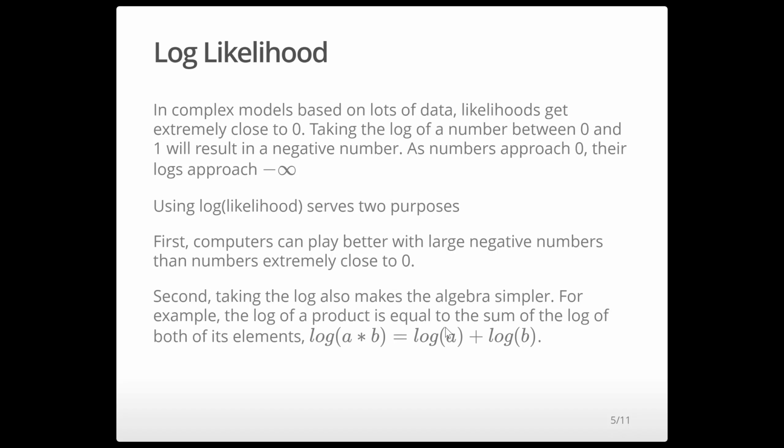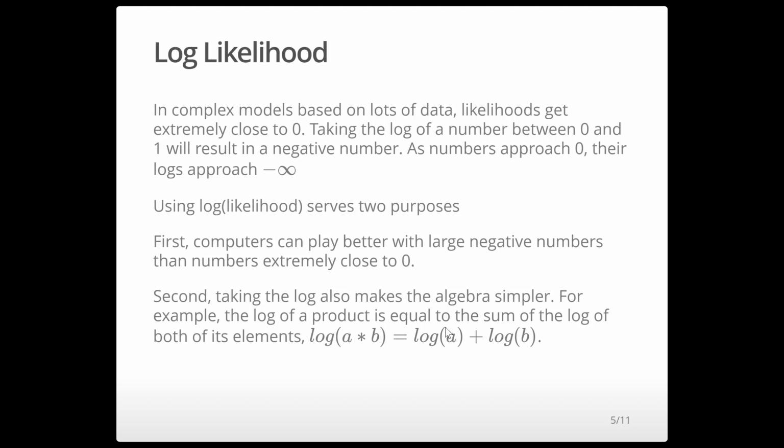In complex models based on lots of data, likelihoods get extremely close to zero. They get really, really small. And when you take the log of a number between 0 and 1, that results in a negative number. As numbers approach 0, their logs approach negative infinity. So this is why we take the log likelihood.